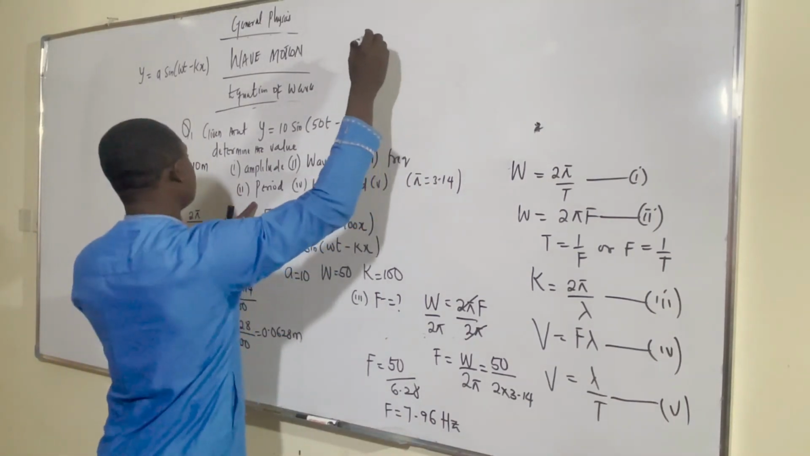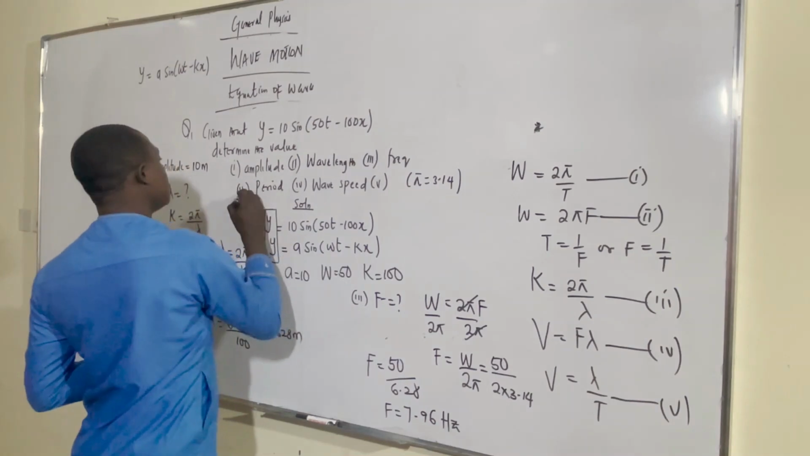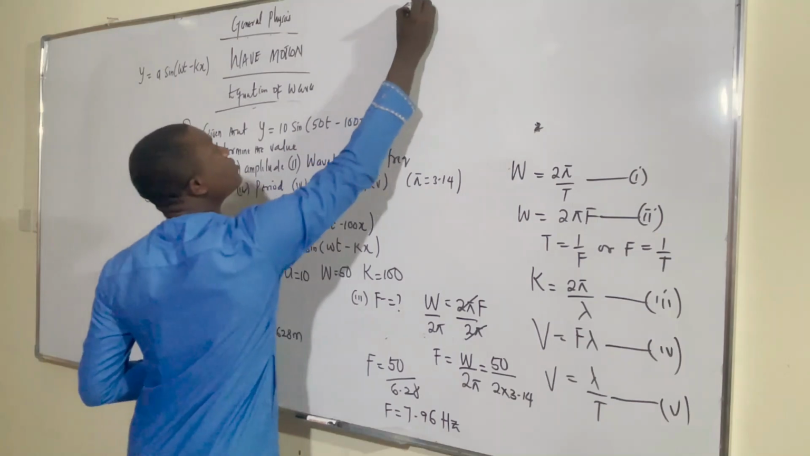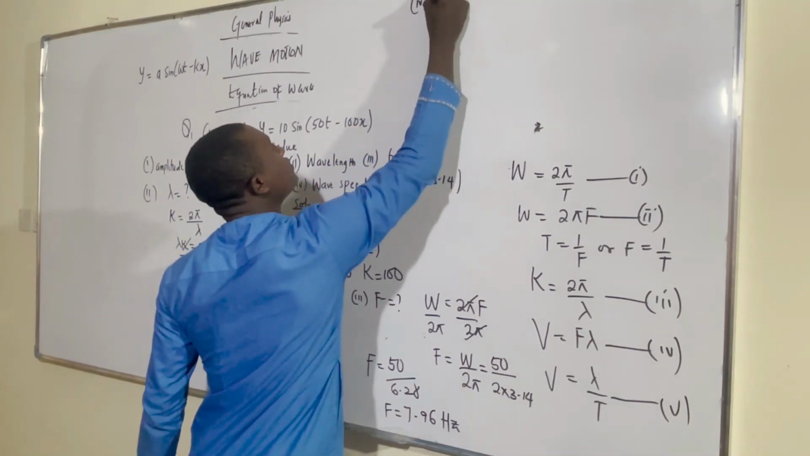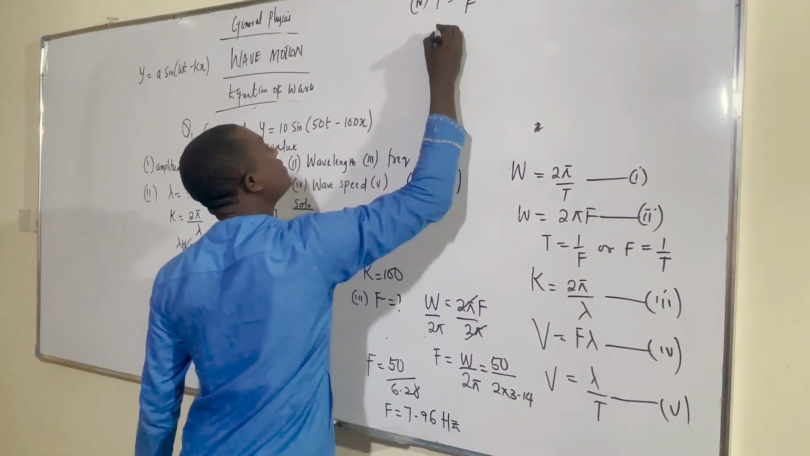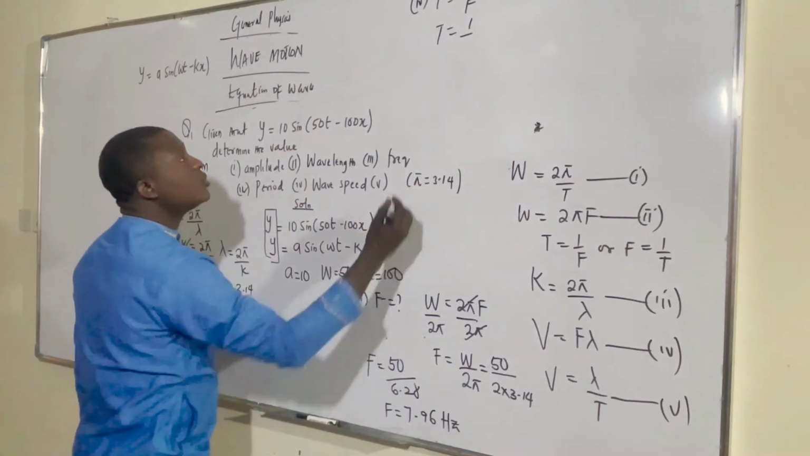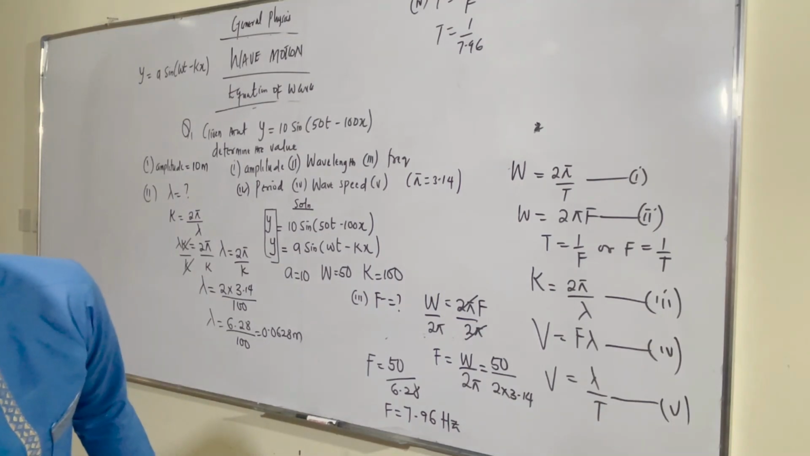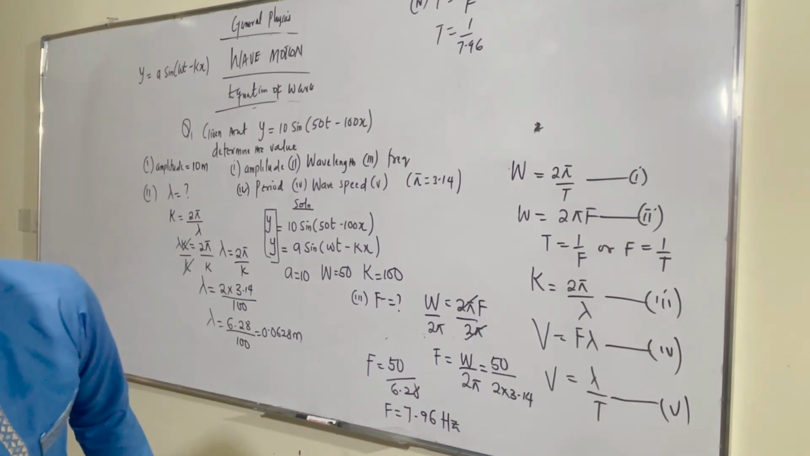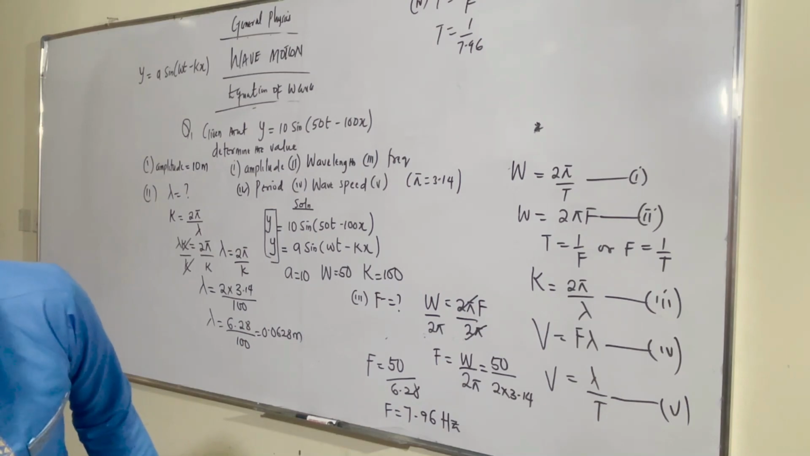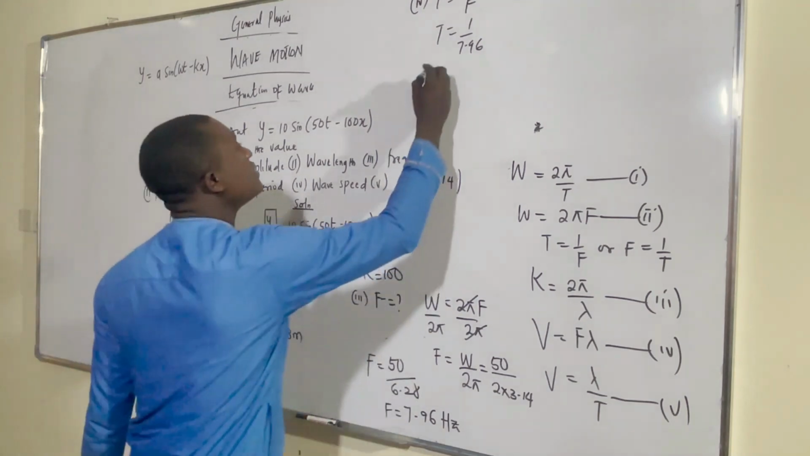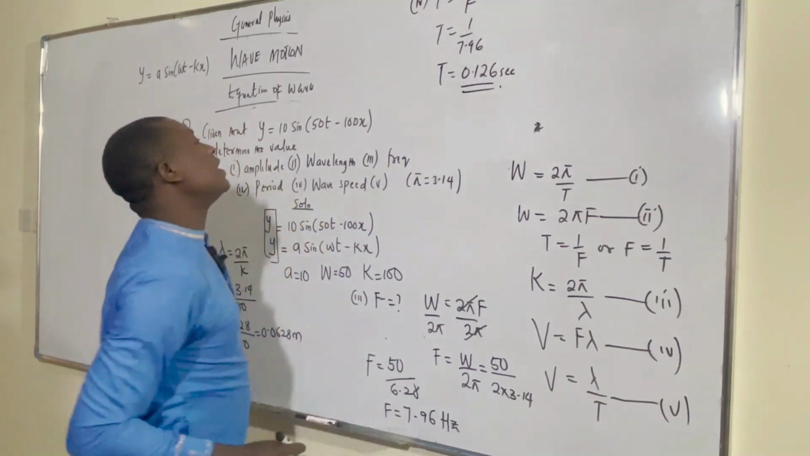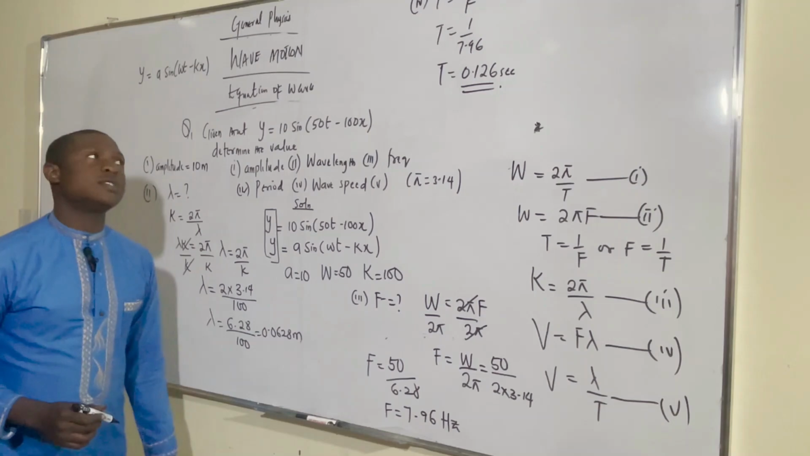I think this is the fourth one. 1, 2, 3, 4. So I'm looking for time. We know the period is equal to 1 over f. What I got for f is 7.96. So I'll just say 1 divided by 7.96. What we have there is 0.126 seconds by approximation. So our period is equal to 0.126 seconds.